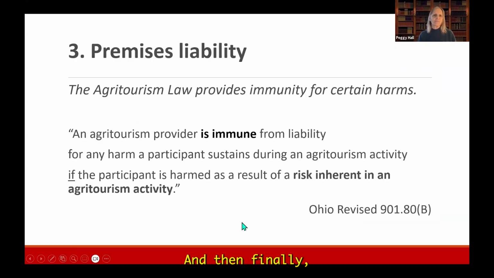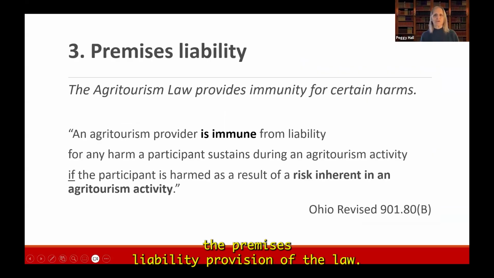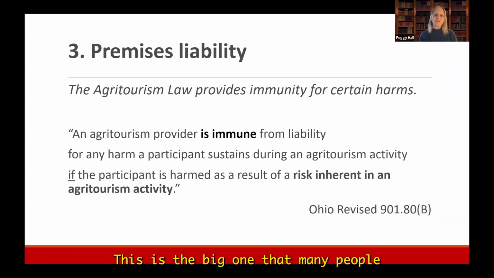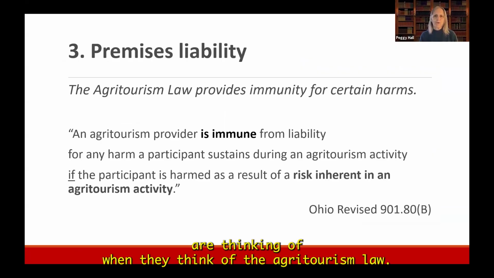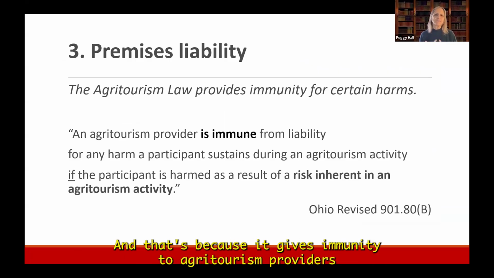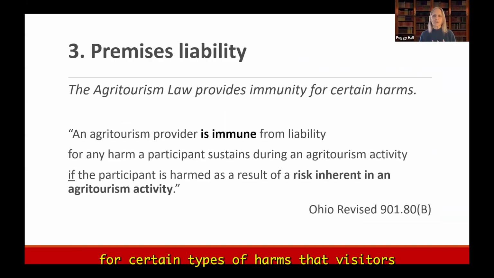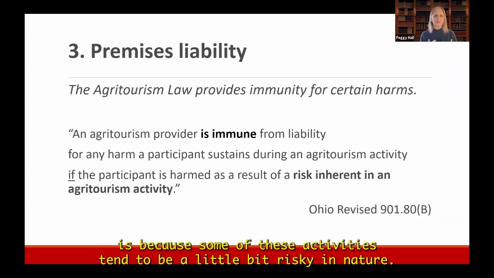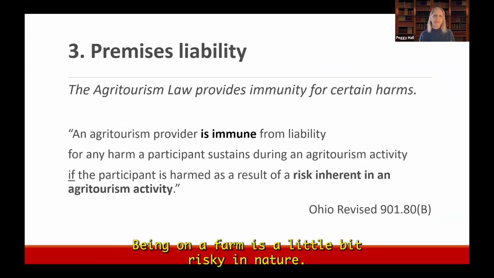And then finally, the premises liability provision of the law. This is the big one that many people think of when they think of the agritourism law, because it gives immunity to agritourism providers for certain types of harms that visitors to that agritourism activity might suffer. The reason for this law is because some of these activities tend to be a little bit risky in nature. Being on a farm is a little bit risky in nature.